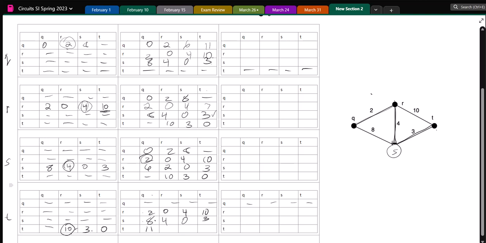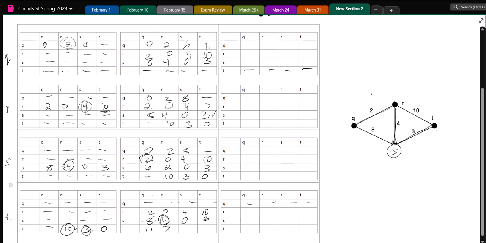Okay, now from T to R we currently have 10. What if we went through S? Okay, well, to get to R from S is 4, and to get to S is 3. 3 plus 4 is 7, which is less than 10, so we'll put that there.